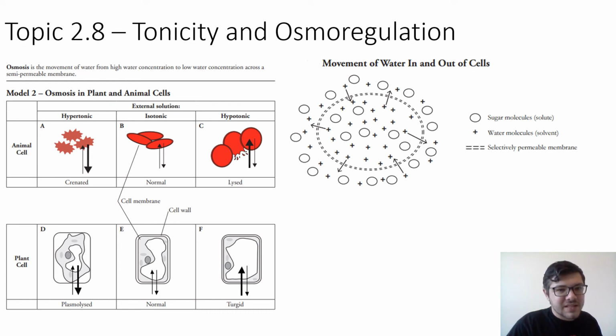Isotonic means it's the same concentration in and out. That is typically where you want your cells to be. And then you have hypotonic, where there is more solute inside the cell than outside the cell. If there's more solute inside the cell, that means more water is going to go inside the cell. And this causes these cells to swell up and burst, and it says it's called lysed.